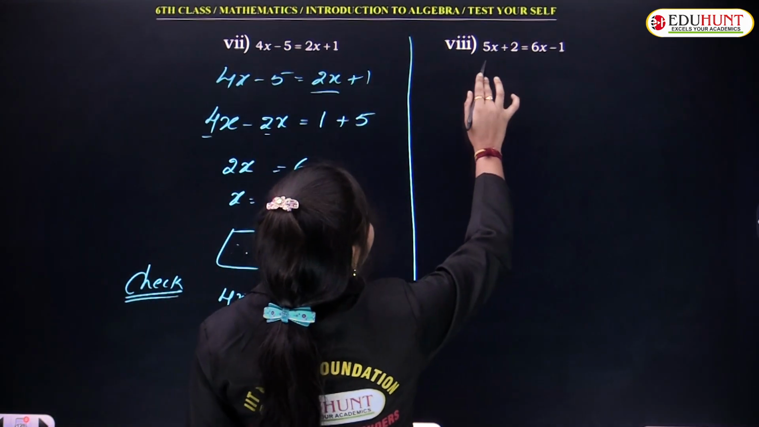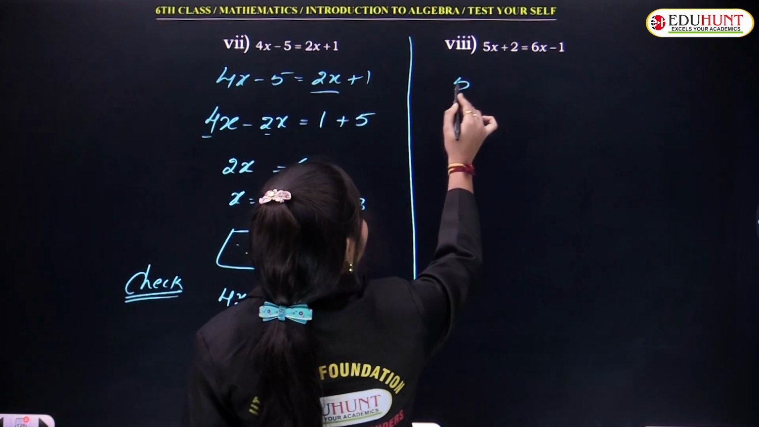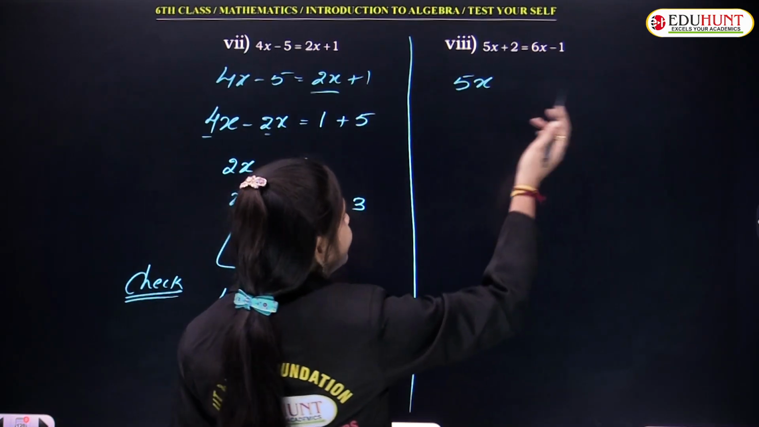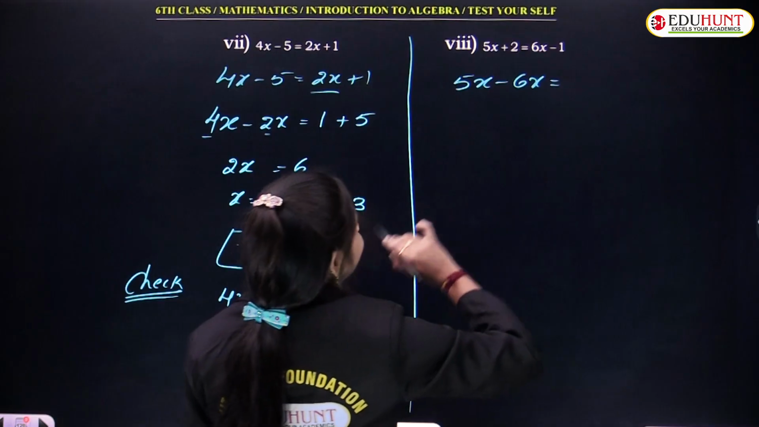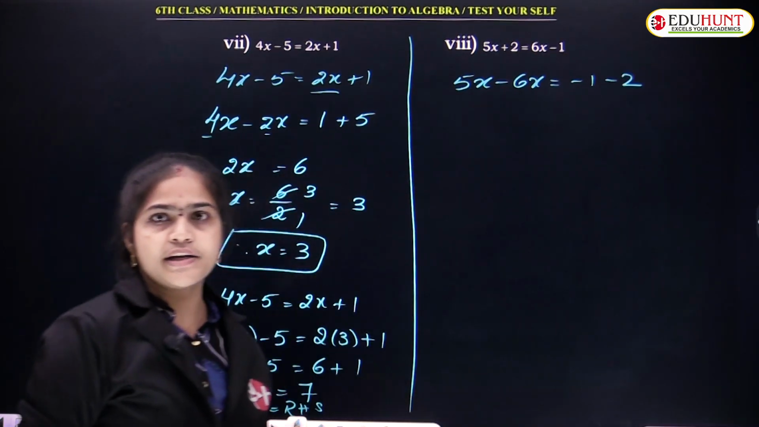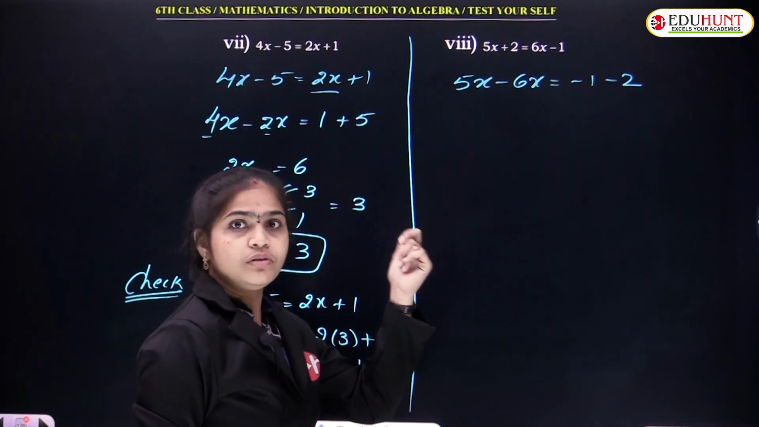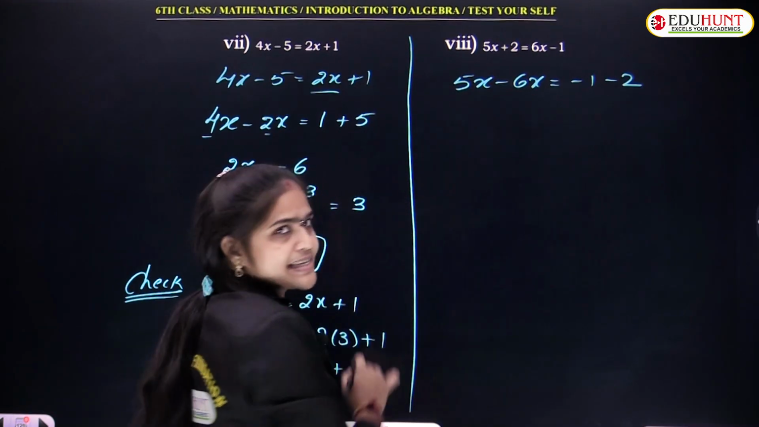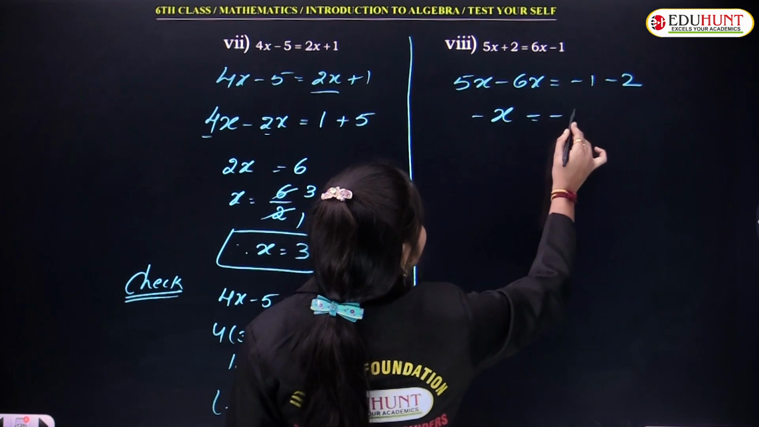And come to this one. 5x plus 2 is equal to 6x minus 1. Here also the same. All variable terms should be written at the same place and all constant terms should be written at the RHS. Plus 6x becomes minus 6x is equal to minus 1 plus 2 becomes minus 2. Understood? Now here 5 minus 6. 6 is more than 5, no? That's why here 6 minus 5 is 1 and here minus is there with 6, no? That's why here minus x is equal to minus 1 minus 2, minus 3.